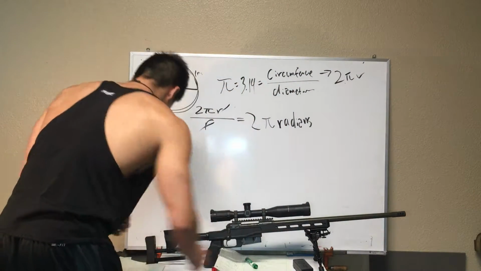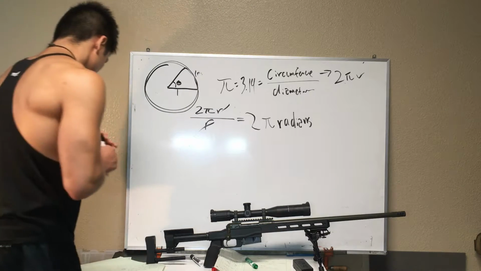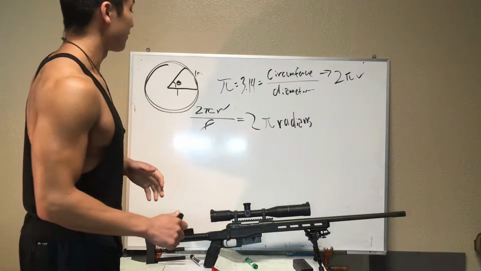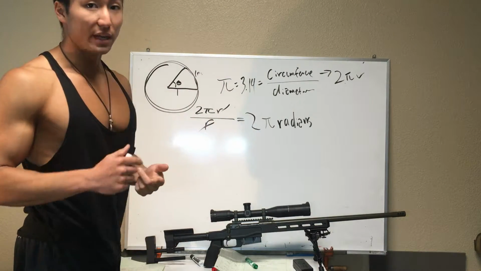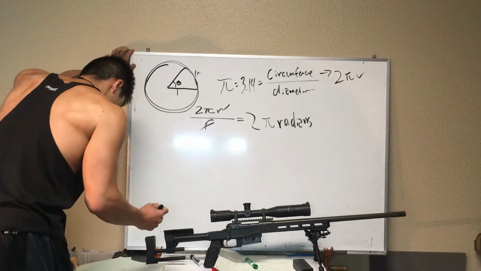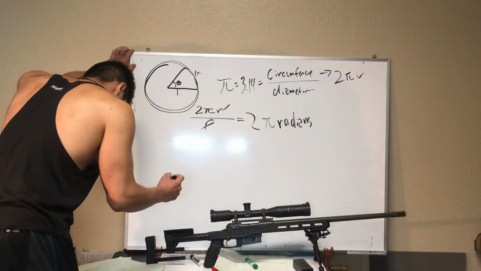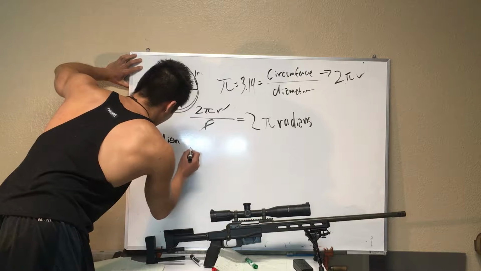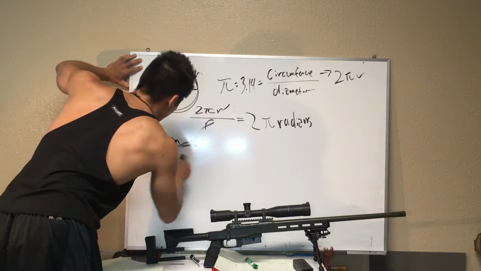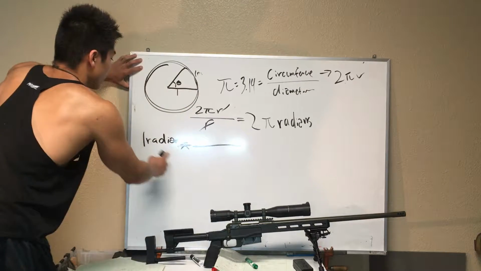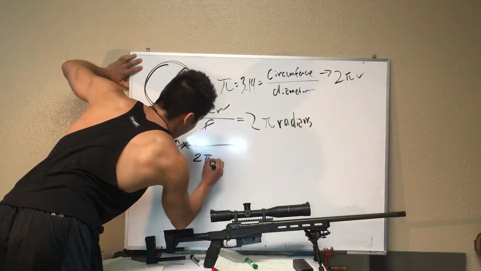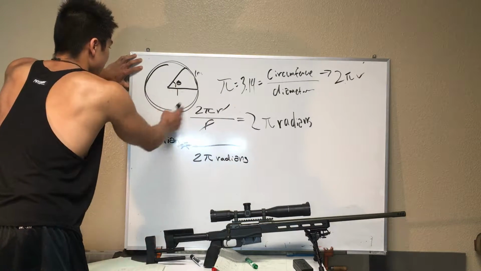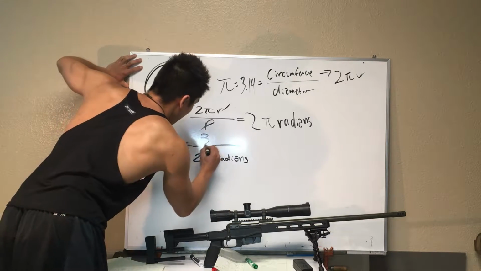I'll keep that there. Now I want to convert radians into degrees. If I want to find out how many degrees 1 radian is, it's proportional: 1 radian, and we know that 2 pi radians, this angular measurement, is 360 degrees.